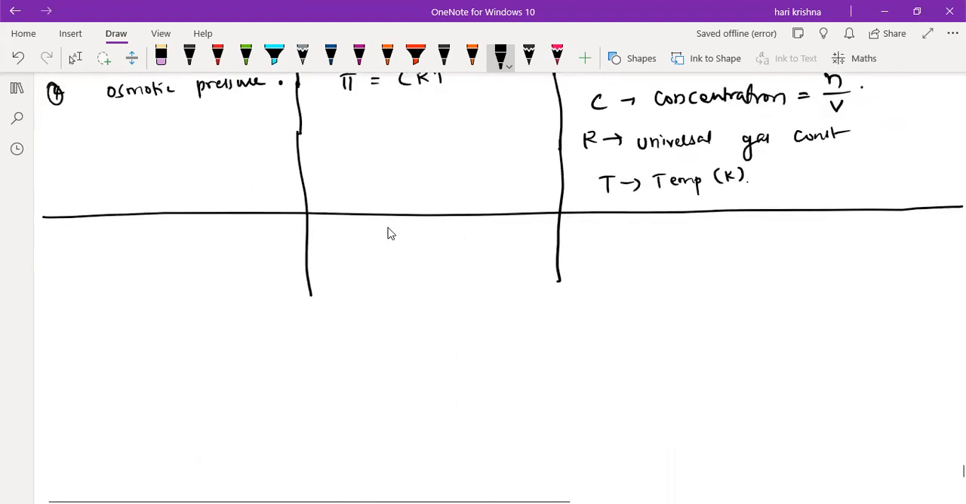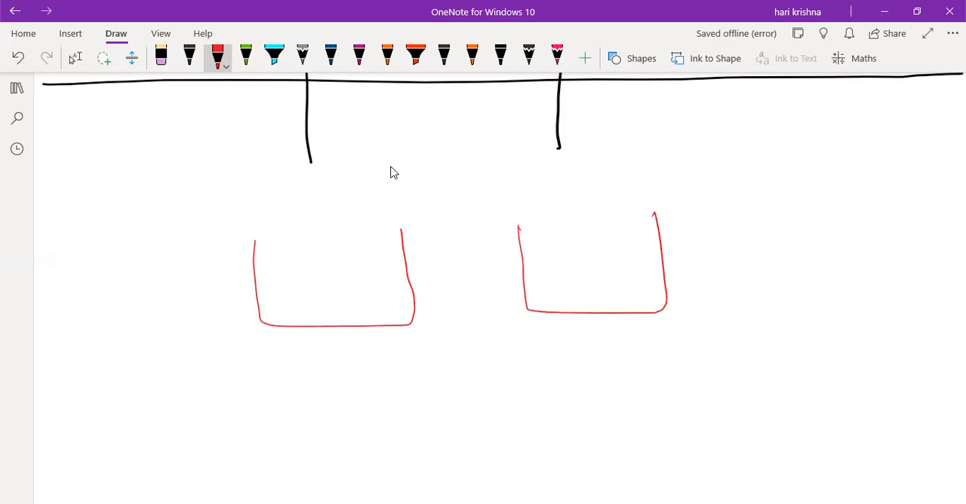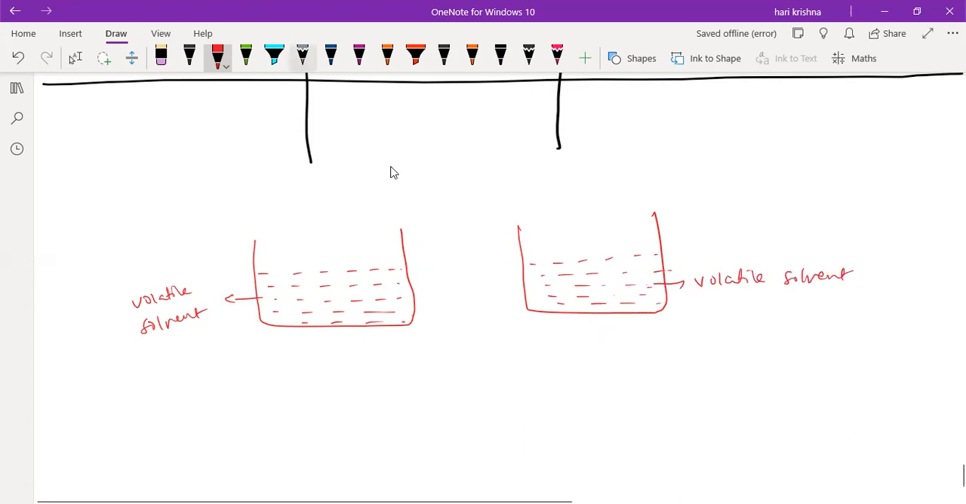Now I will tell you with a simple explanation of all these 4. Because each and everything in the derivation part is not important, I'll tell you only with a simple expression. Suppose you have taken two solvents. One is only a volatile solvent. In the next case, this is also a volatile solvent, but we just added a non-volatile solute.